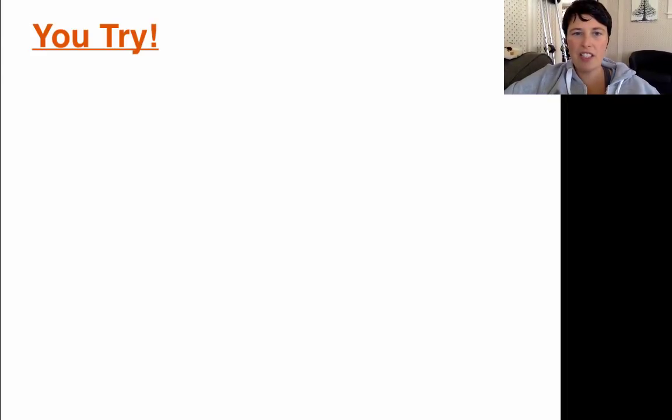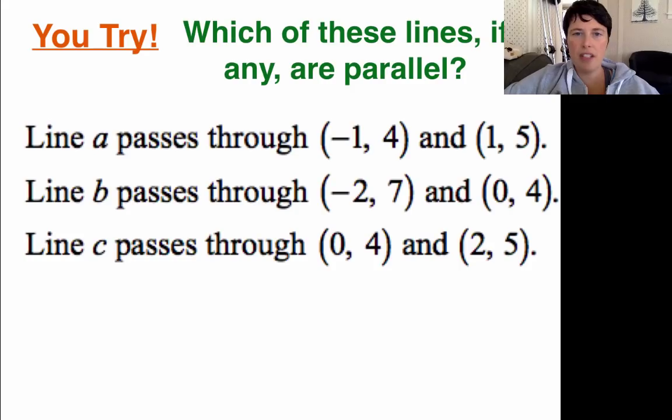Okay, it's your turn. Time to try. You're going to pause the video here in a second. Your question is, which of these lines, if any, are parallel? And there's a line A, a line B, and a line C. Okay, hit the pause button. Go ahead and try this. See if you have this down.